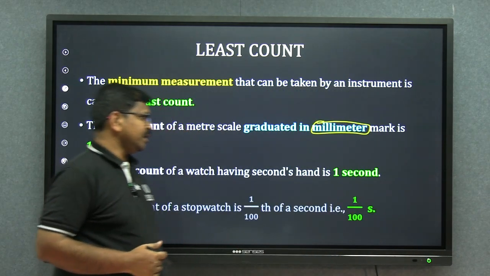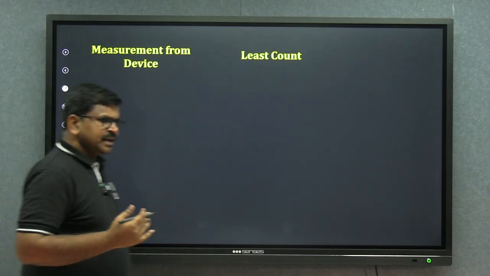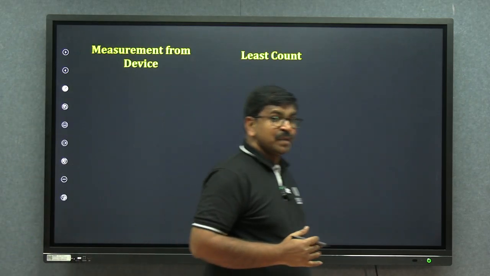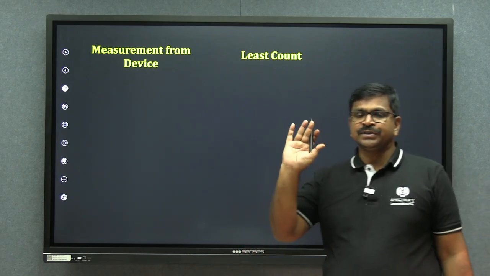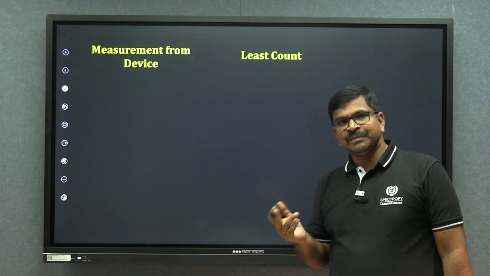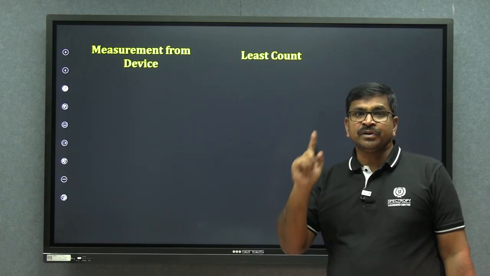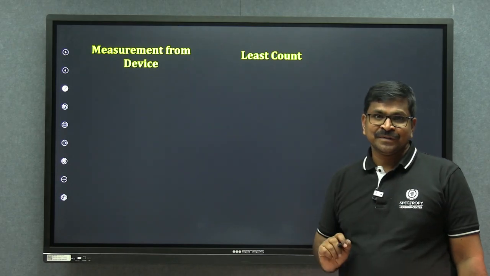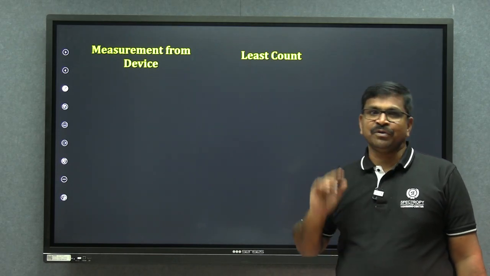This is the idea. Suppose in exams, usually in competitive exams, instruments might sometimes not be mentioned. At that time, how to get the least count? How to get the maximum possible error? Least count is the same as the maximum possible error. Remember this. Suppose if the error is not given, you should take least count as the error. Suppose if the error is given, that will be your least count.